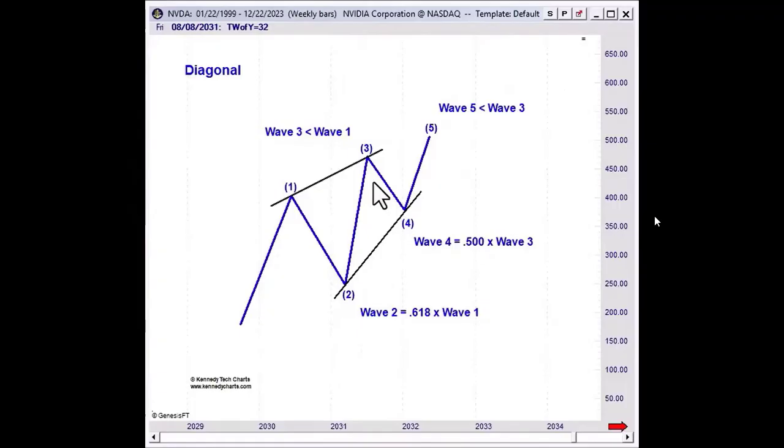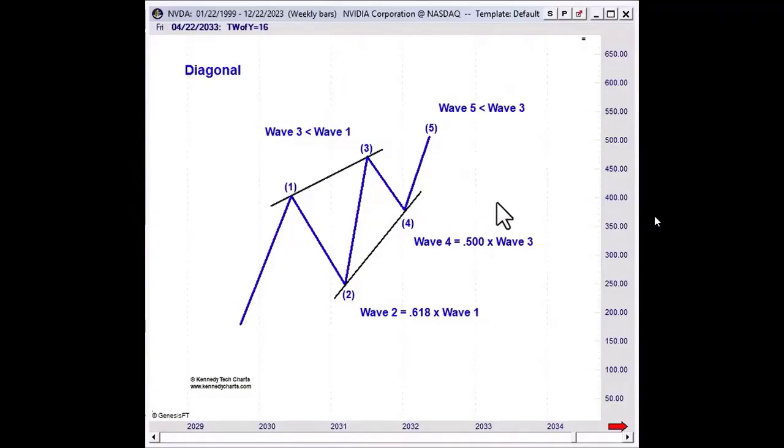Now tomorrow I'll show you a variation of the ending diagonal pattern, which is an expanding ending diagonal pattern. I sometimes refer to that pattern specifically as a unicorn because they're extremely rare as far as development. I think I've maybe identified 3 or 4 actual expanding ending diagonals in 30 years of looking at price charts and counting wave patterns. That's how rare of a pattern it is, and that's why I call it a unicorn.